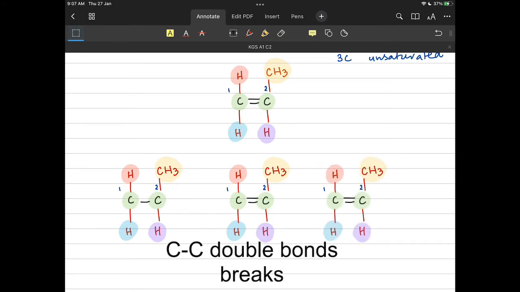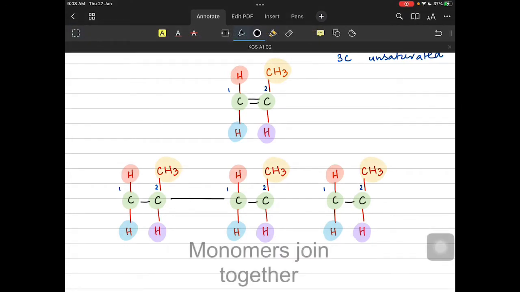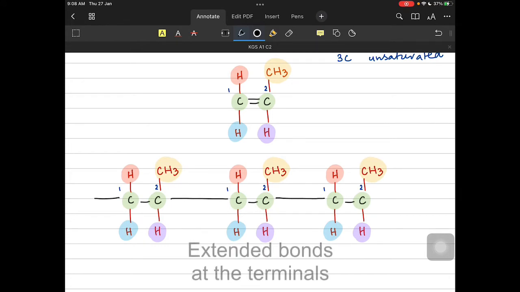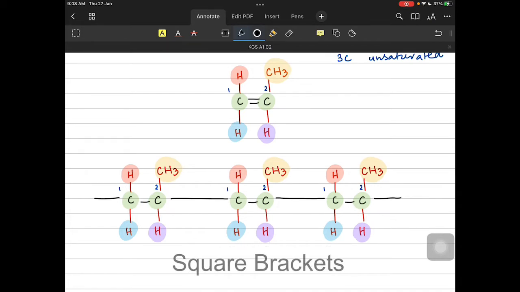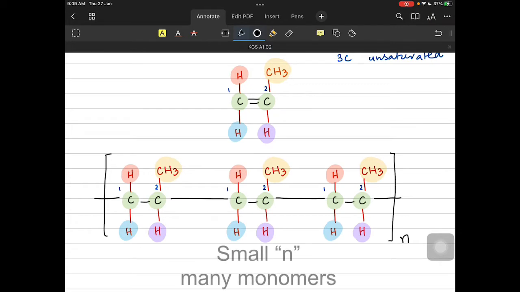We know what happens. The carbon-carbon double bond goes away and these carbon atoms join each other. So these small molecules are joining each other. From the corners they make extended bonds. We make square brackets on both the ends, and then we write a small n to show that there can be uncountable propene molecules joining together.